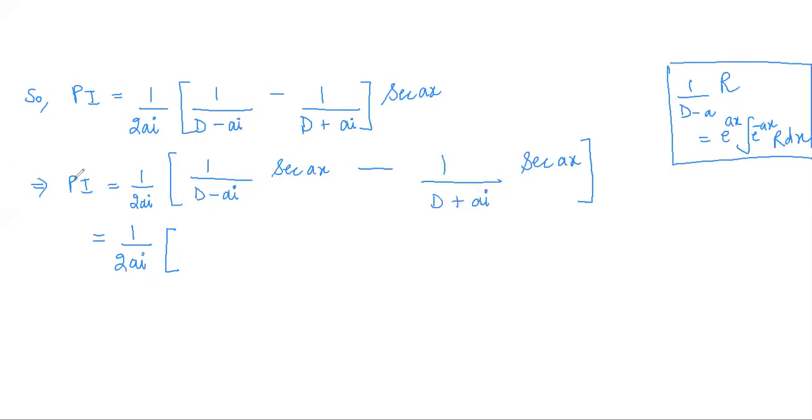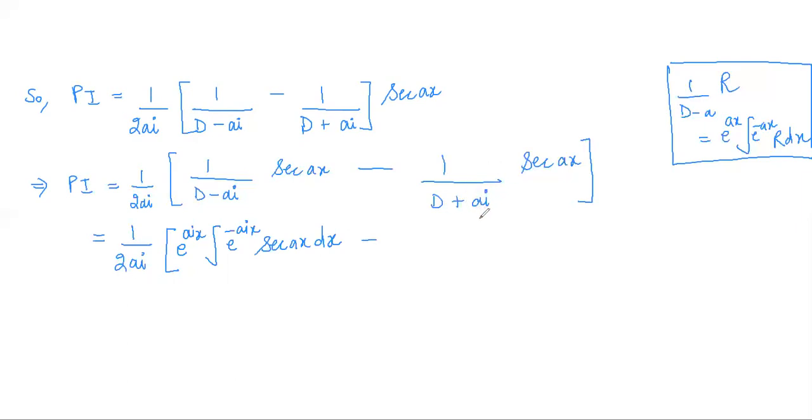So if I use this, here we have a iota. So a is here actually a iota. So it will be e raised to power a iota x and integration of e raised to power minus a iota x secant ax with respect to x, and applying the same rule on this one.